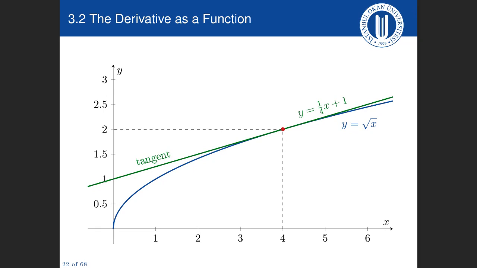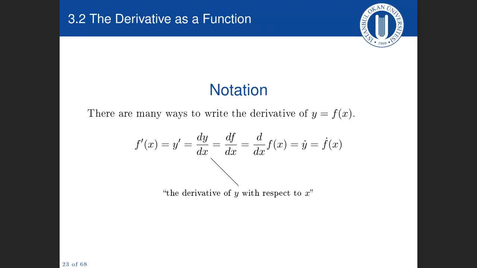Let's talk about notation. There are many ways to write the derivative of a function y is equal to f of x. All of these things mean the same thing. F prime of x, that's the same as y prime. That's the same as dy dx or df dx. That's the same as d dx of f of x. We could also write it as y dot or f dot of x. These mean the derivative of y with respect to x.